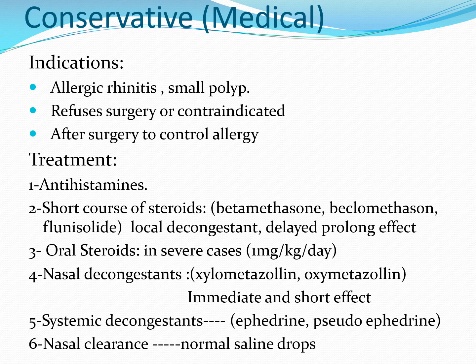So medical treatment will be in the form of antihistamines to control the allergy. We can also prescribe steroid nasal drops or nasal sprays, that is betamethasone, beclomethasone, flunisolide, and these nasal sprays are local decongestants, as well as they will make the mucosa insensitive to allergens. In severe cases, oral steroids can be given. Oral steroids are usually given in cases of asthma and severe allergic reactions.